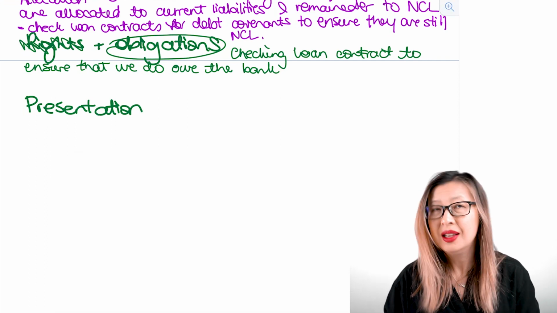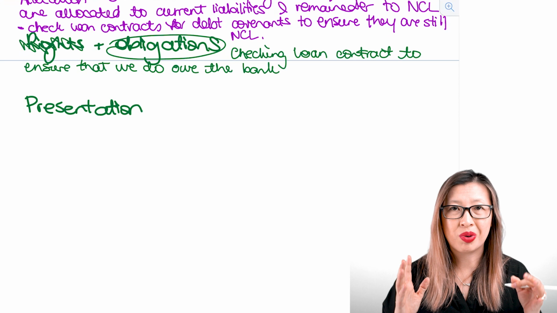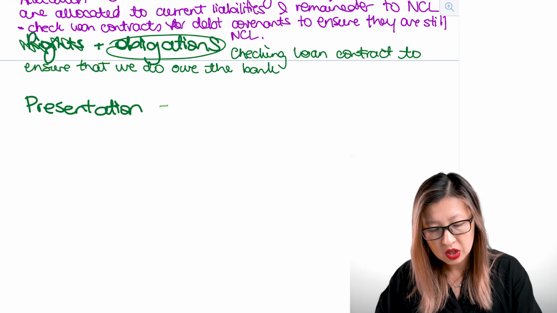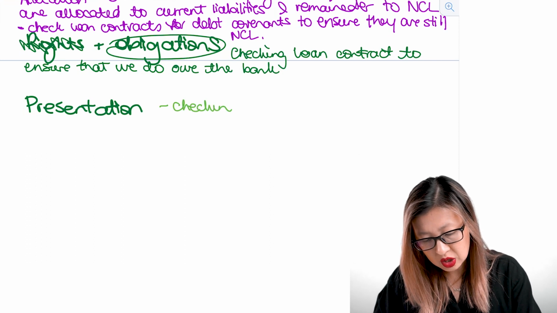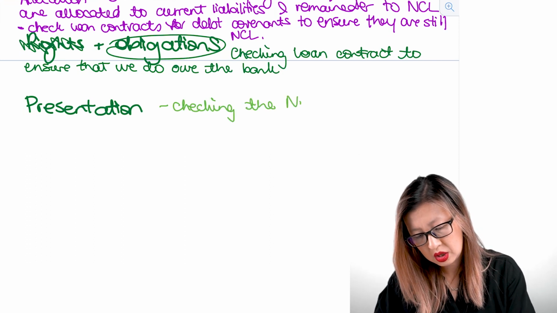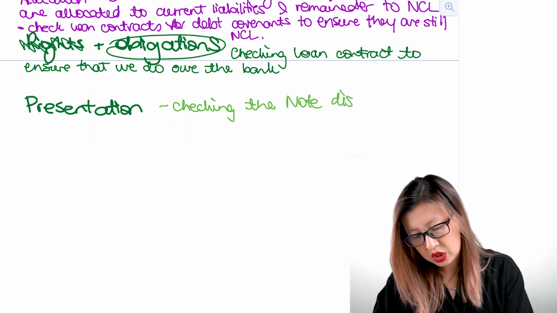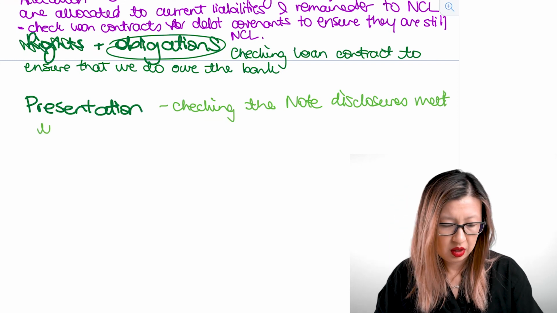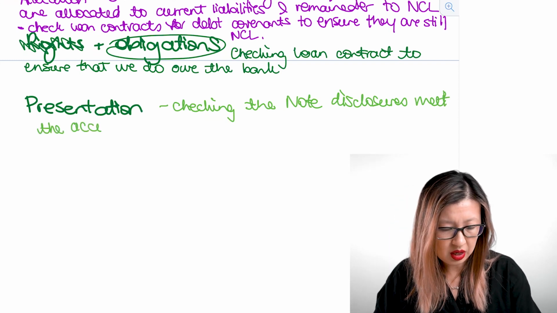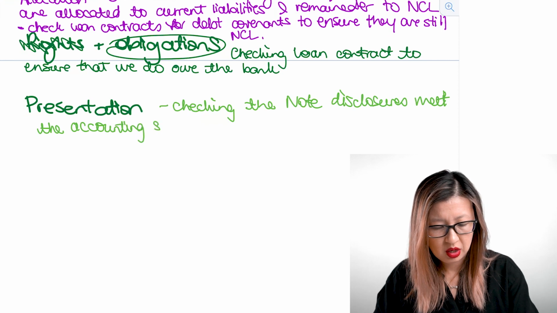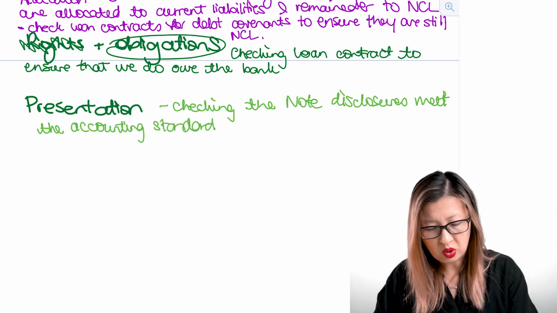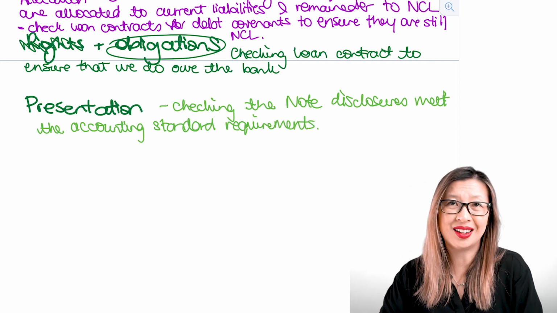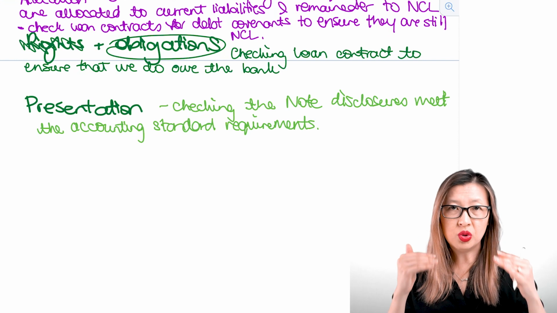And then the very last part is presentation. Remember, that's presentation of the loan in accordance with the relevant accounting standard. So really, it's checking the note disclosures: do the disclosures meet the accounting standard requirements?